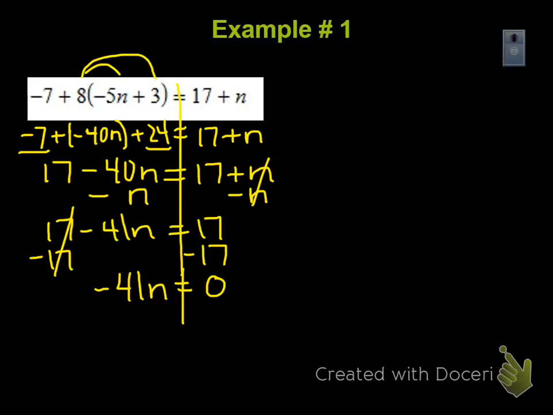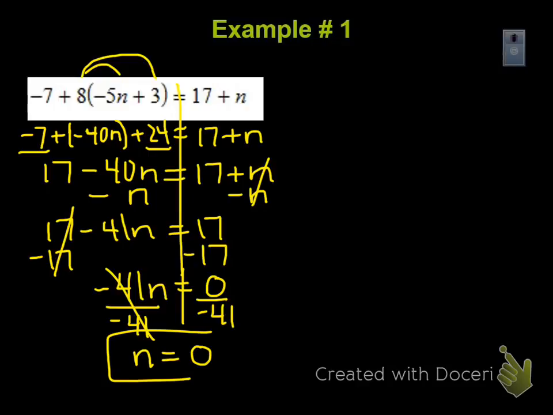Okay, but if I think about still isolating that variable, I'm going to divide by negative 41 on both sides, and I get n equal to 0. 0 divided by anything is 0. Okay, so this is a one solution equation. The solution is 0. 0 is the only number that works in this equation. Okay, so that is my final answer.